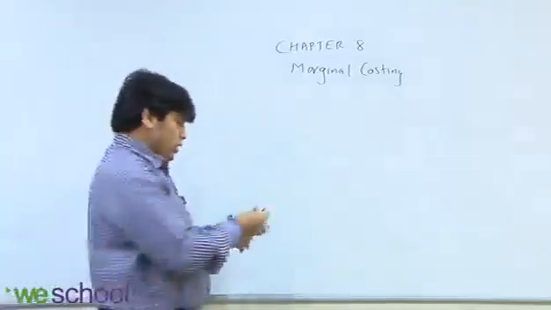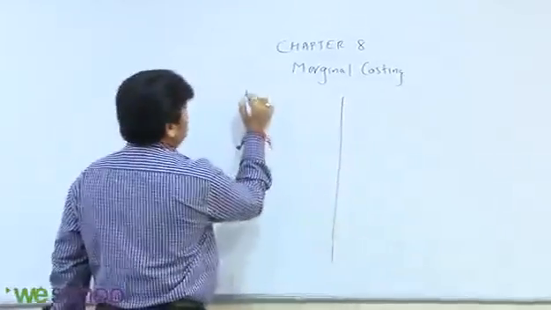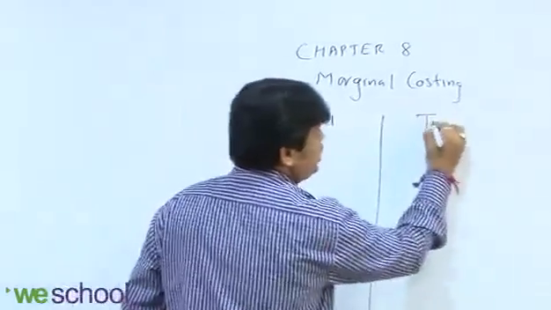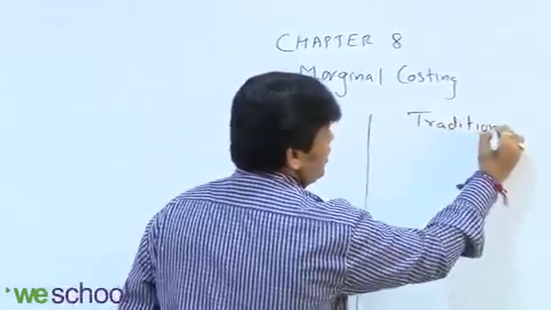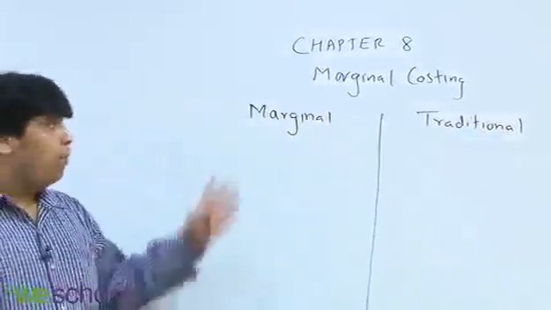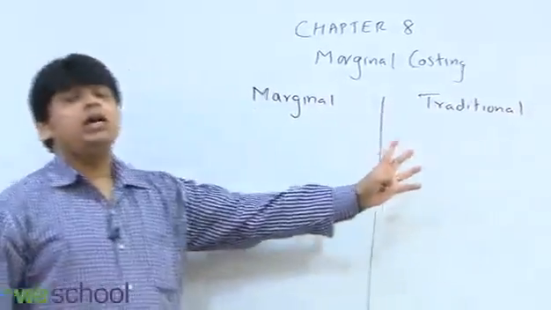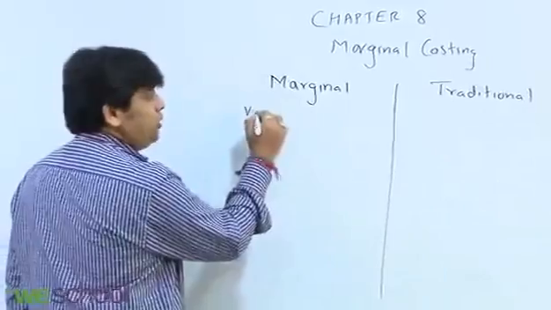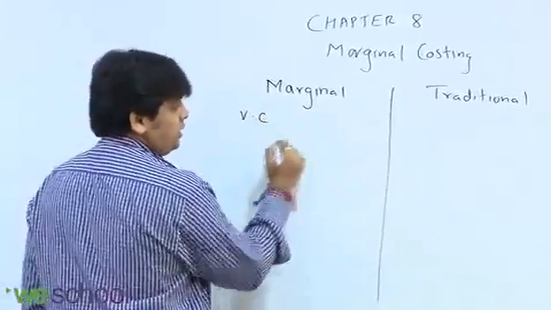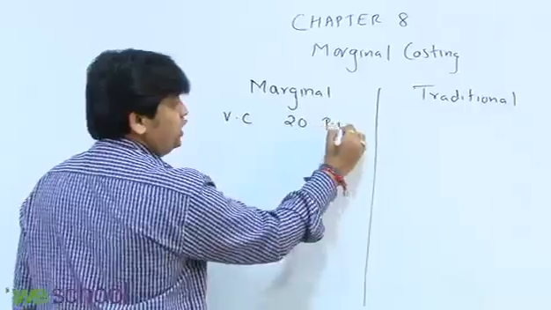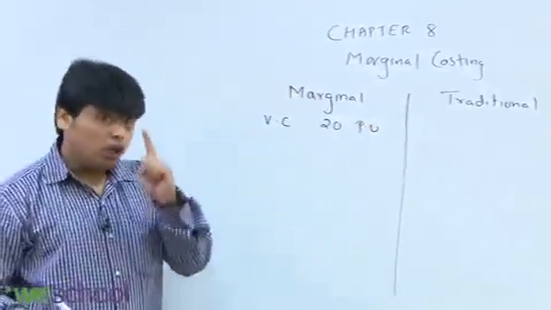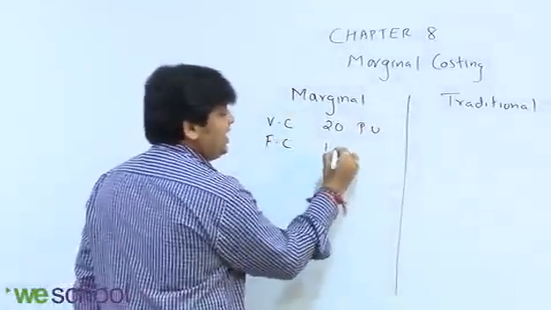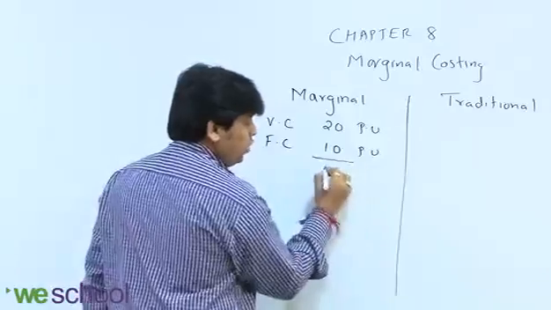Now this is the marginal costing technique and this is the traditional costing technique. Both are accounting systems. I told you both are systems of accounting for calculating the cost. Now the total production cost is the variable cost. The total variable cost per unit is 20 rupees, and the total fixed cost incurred in that particular period is 10 rupees per unit. So what is the total cost?